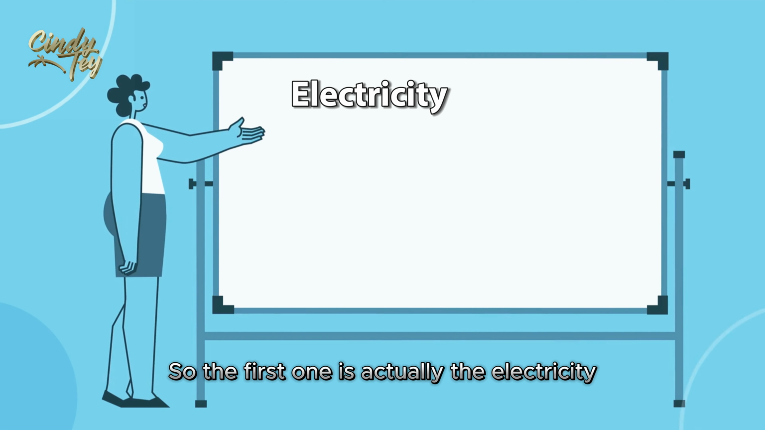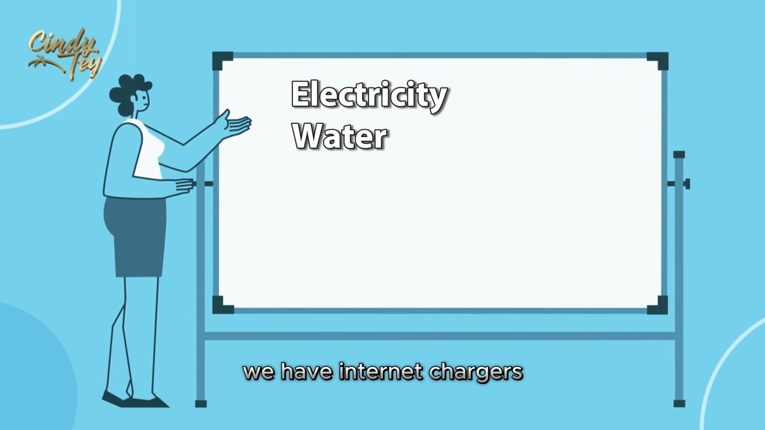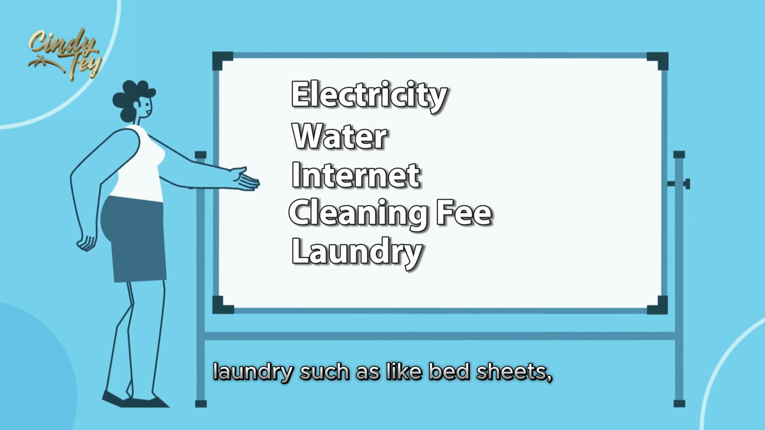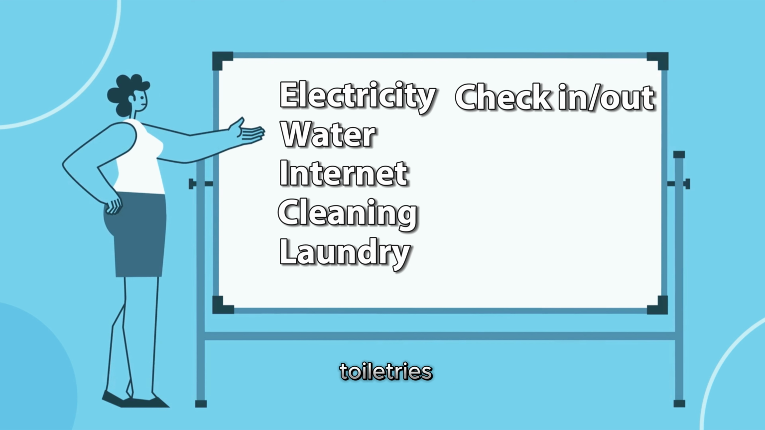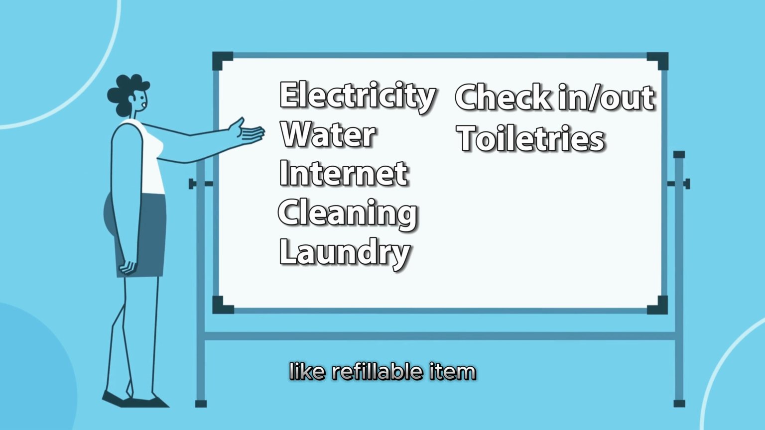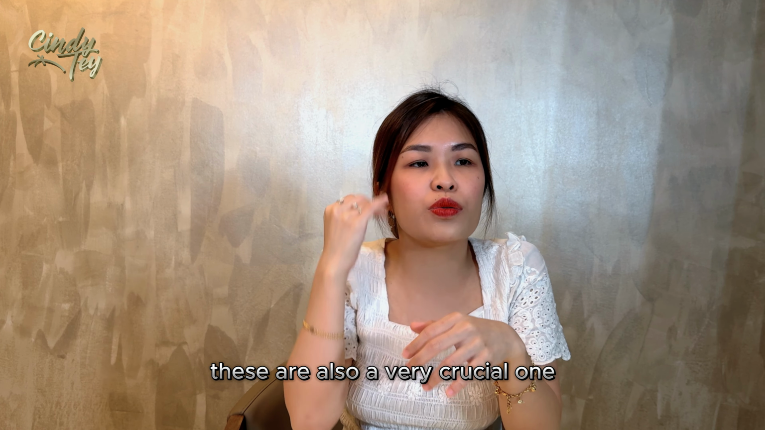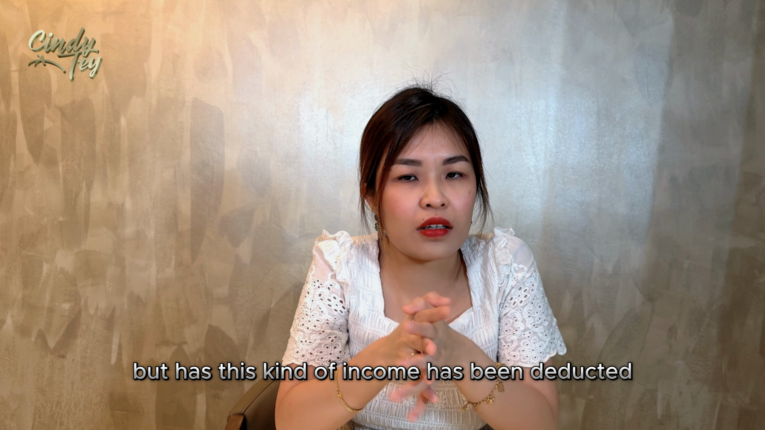The first one is electricity, then we have water, internet charges, cleaning fee, and laundry, such as bed sheets and some towels if they need to be washed daily. Then check-in and check-out service, and toiletries like refillable items will also be charged, as well as the maintenance fee. This is also a very crucial one, because a lot of people tell you the net income, but has that income been deducted of the maintenance fee or not?